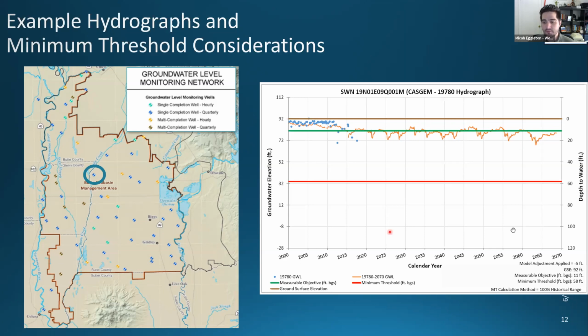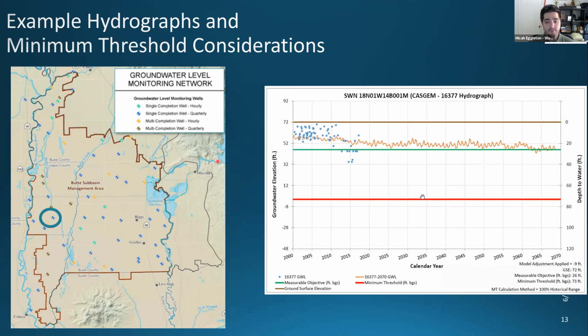We can see from this hydrograph that our MT calculation method is 100% of the historical range below the historical low. So it's the range of all these blue dots. Because of the x-axis on this hydrograph, we have blue dots going back before 2000. Sometimes this well hits ground surface, and some wells even had artesian conditions in the past. So we can see that the range of the blue dots is where this red line is, down below the minimum.